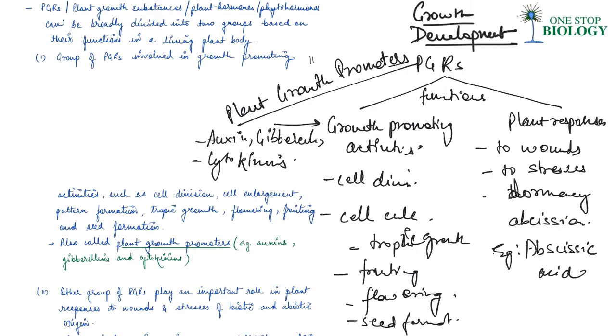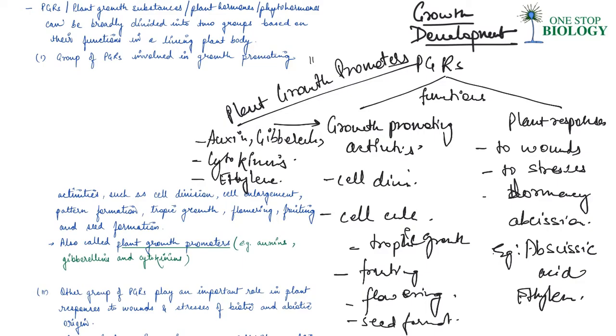ABA, right? Abscisic acid. That belongs to the group where they respond to different types of stress, wounds. Now, the gaseous PGR, like ethylene, again fits better to the second group, right? Or say the gaseous ones can also fit to the first group as well, plant growth promoters. So that is why we say that the gaseous PGR like ethylene could fit either of the groups.